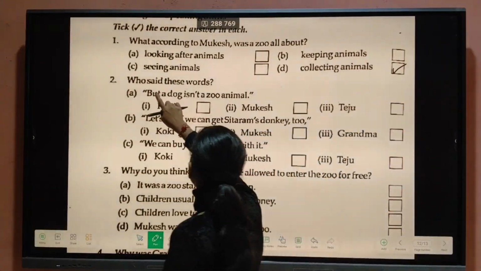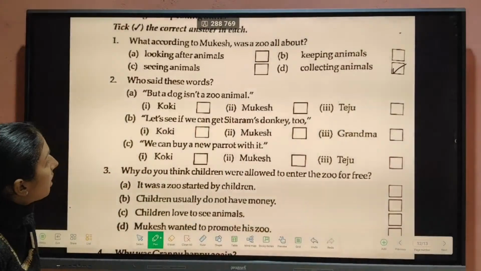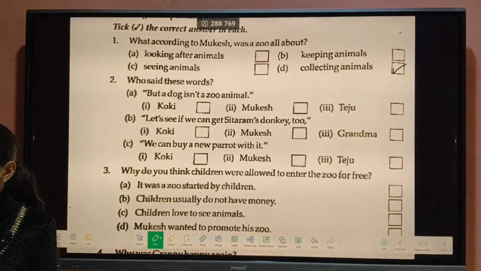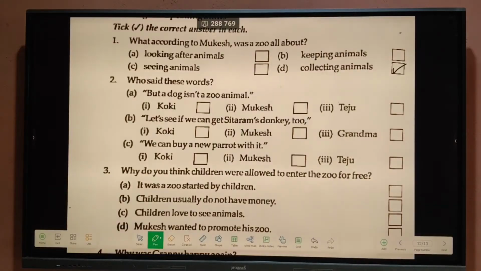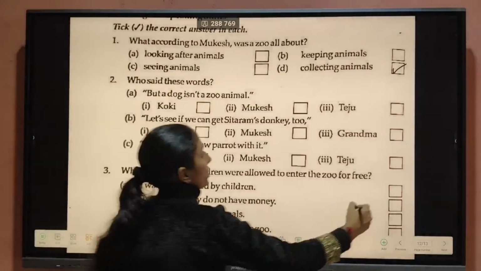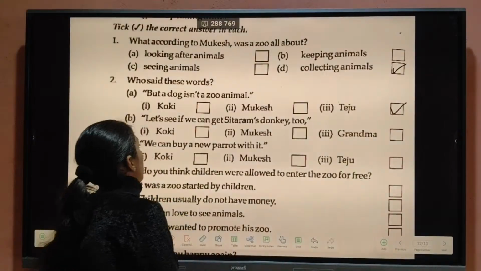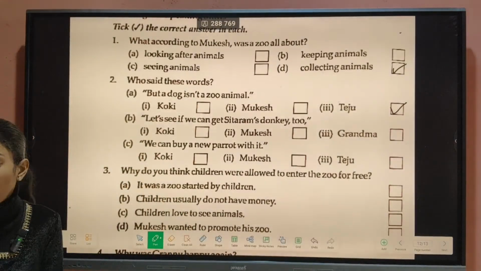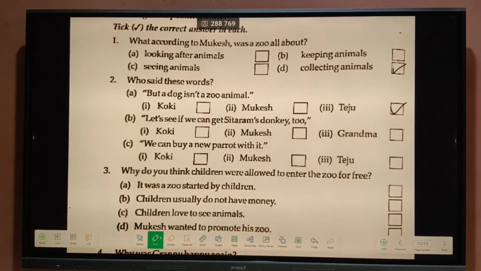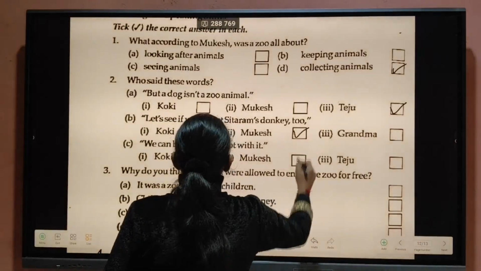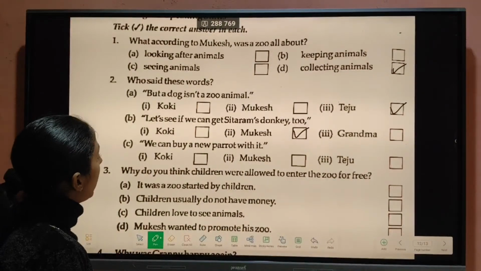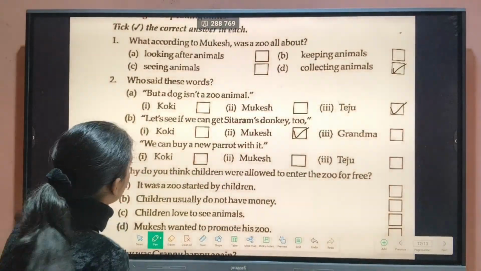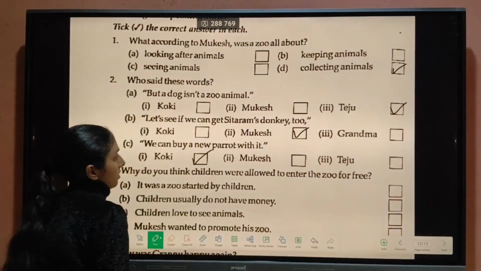Okay, who said these words? "But a dog isn't a zoo animal." Who said these words, beta? That a dog is not a zoo animal? Teju said it. "Let us see if we can get Sita Ram's donkey too." Who said these lines? Mukesh. "We can buy a new parrot with it." Who gave this idea? Koki gave this idea.